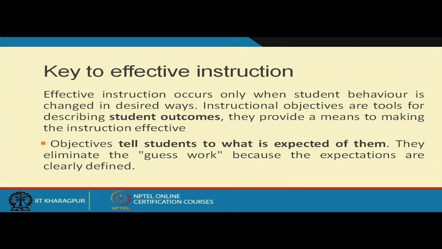Suppose you expect that your student can analyze something, but in the question paper, in the evaluation paper, you judge something else, which is not possible. They can only analyze. So, if it is at the objective level, it should be clear what you want. I want my learner up to the analyzing level, but not at the synthesis or creation level. So, they eliminate the guesswork because the expectations are clearly defined.